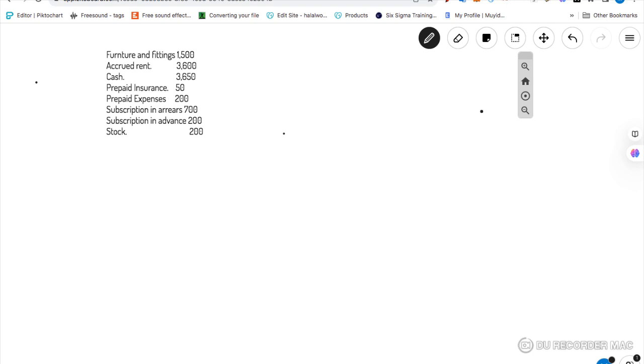funds. But in a situation whereby the non-profit making organization prepares a trading account, that is, it has other businesses that are generating profits, then in this case we're going to be preparing the trading account, the profit and loss account, then the balance sheet, or what we call the statement of financial position. But for now, all we're concerned about is the statement of affairs for a non-profit making organization.